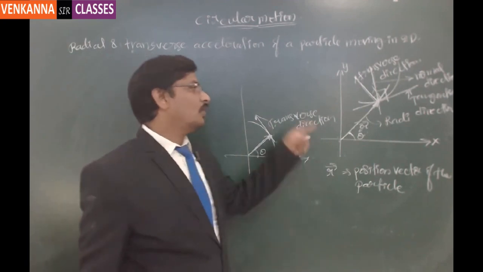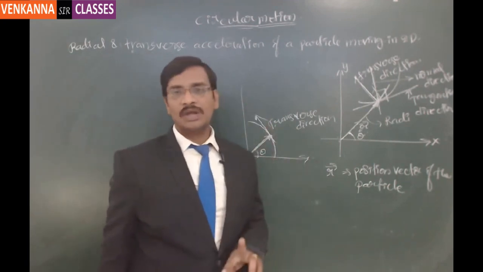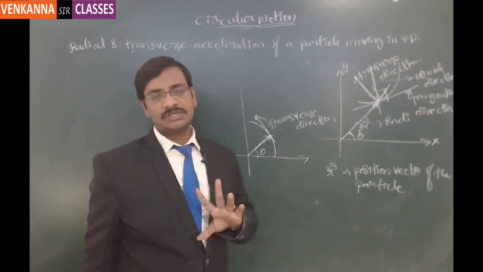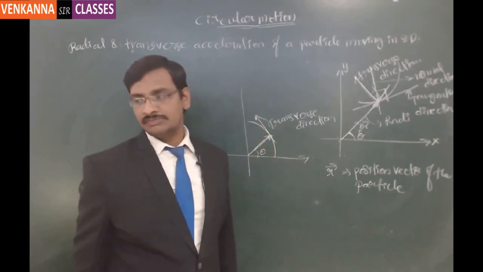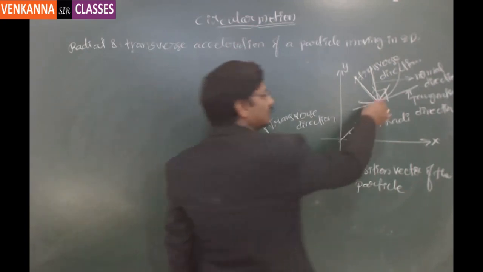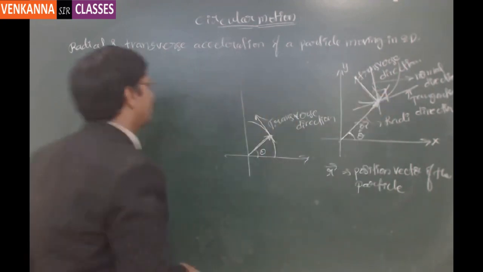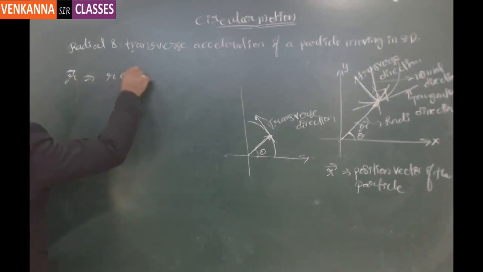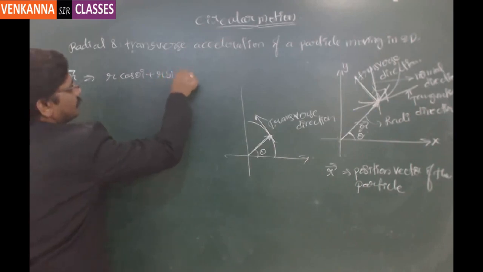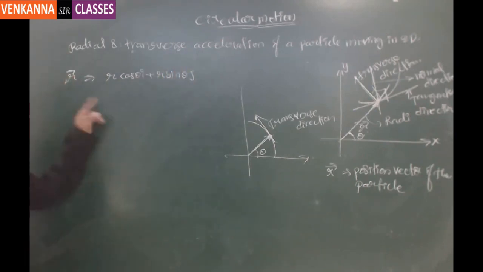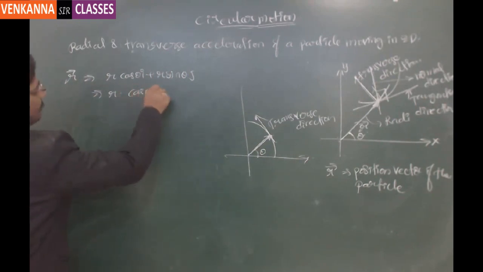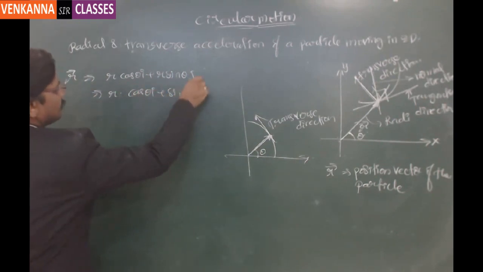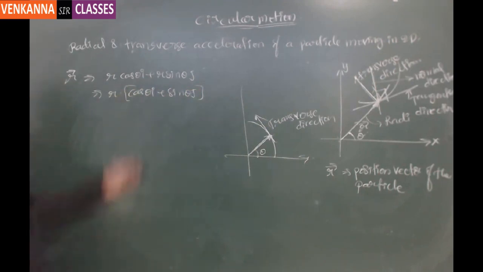So keeping that in mind, we are trying to calculate, in a two-dimensional motion, the radial and transverse accelerations and velocities, right? For that, the position vector r can be treated as r = r cos theta i + r sin theta j. So this is the position vector. Now here, this is r, and cos theta i + sin theta j is the unit vector.